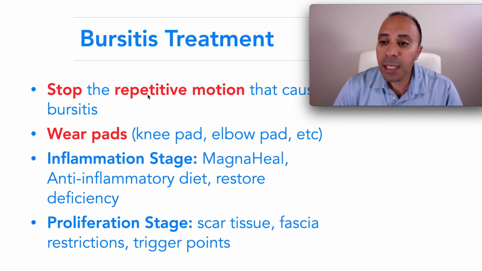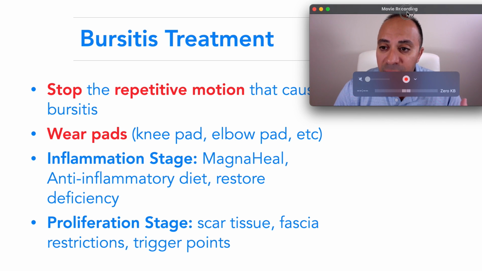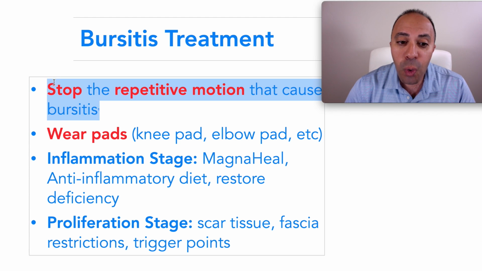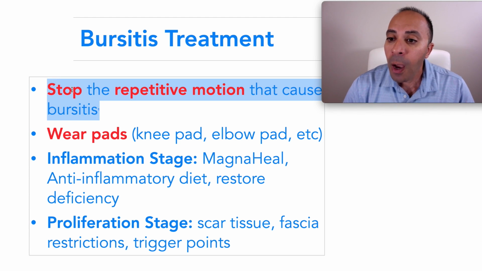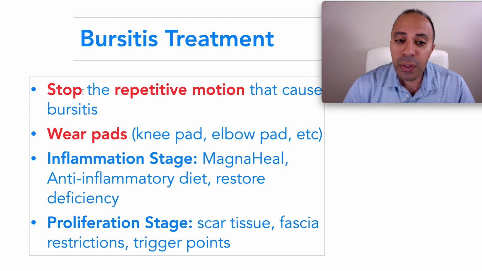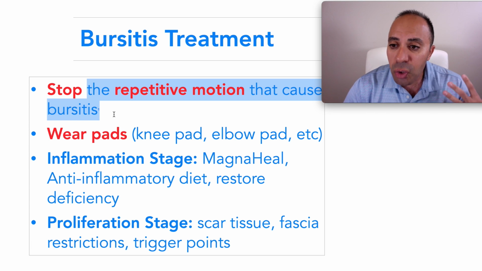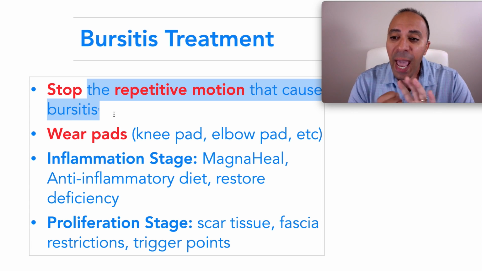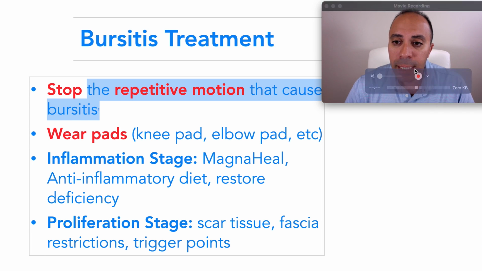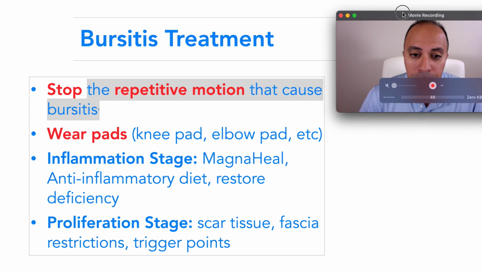So to summarize what you should do at home, first thing, you have to stop the repetitive motion that actually causes the bursitis. Whatever you've been doing that causes inflammation, you have to stop that. Even if you do treatment, if you continue doing those motions without proper warm-up or having enough break in between activities, you're really going to make it worse.